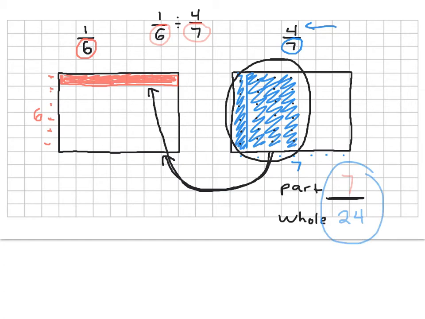Now we can write our final answer as 4/7 goes into 1/6, 7/24 times. Alright, so let's try another example. Let's try 1/3 divided by 5/6.